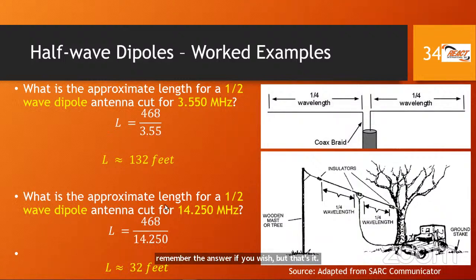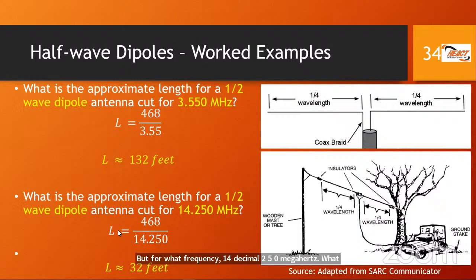Because we have another question that is very similar as well. What is the approximate length for a half-wave dipole antenna that's cut for the frequency of 14.250 megahertz? Let's dissect this question. Similar to the previous one, they're asking us for the length. Length of what? An antenna. What type of antenna? Half-wave dipole antenna. But for what frequency? 14.250 megahertz. What formula do we use?